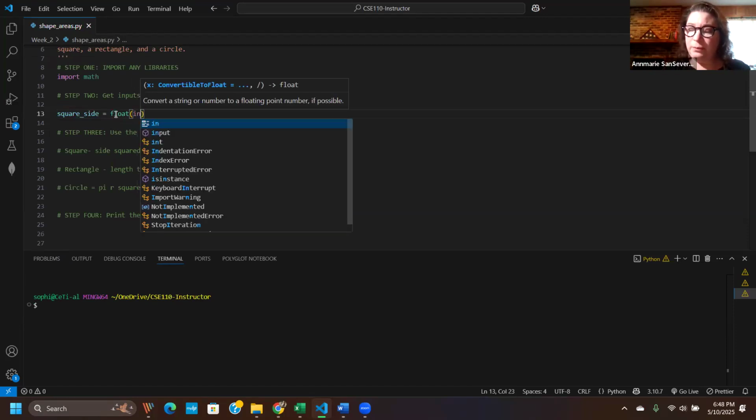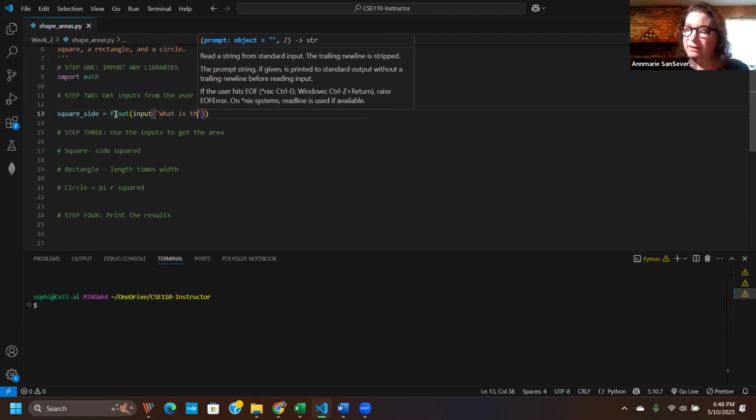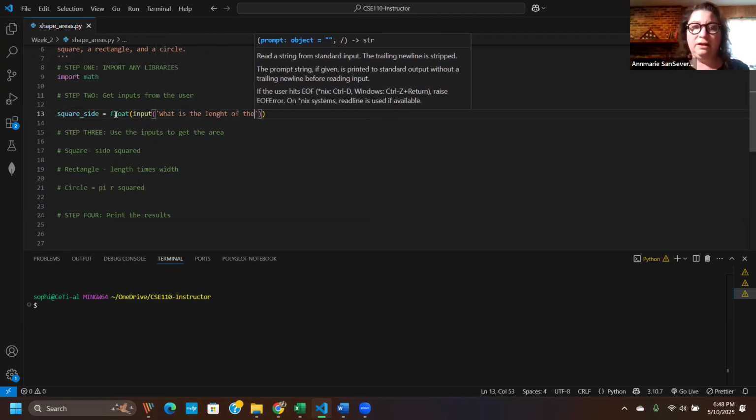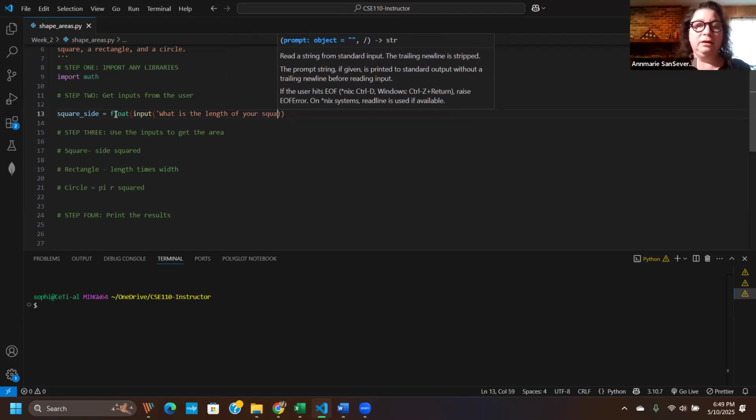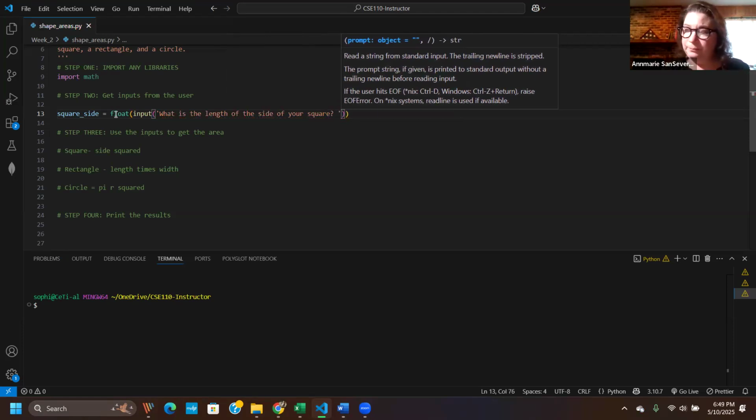And then we're asking for an input. And that input is going to be, what is the length of the side of your square? You will find I'm misspelling almost every time because one hand is faster than the other when I type. So that is the input.